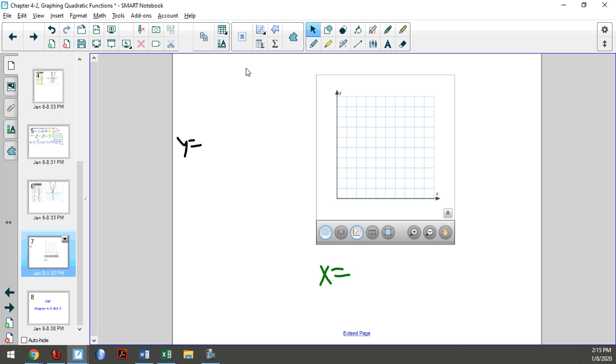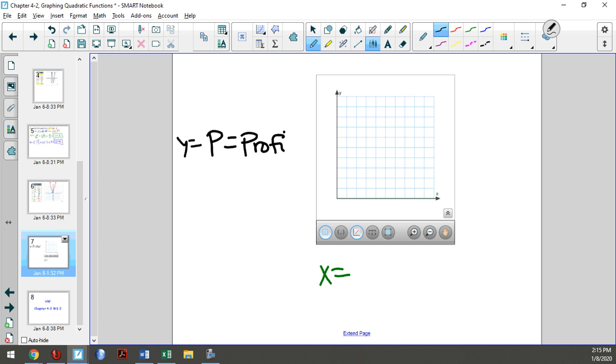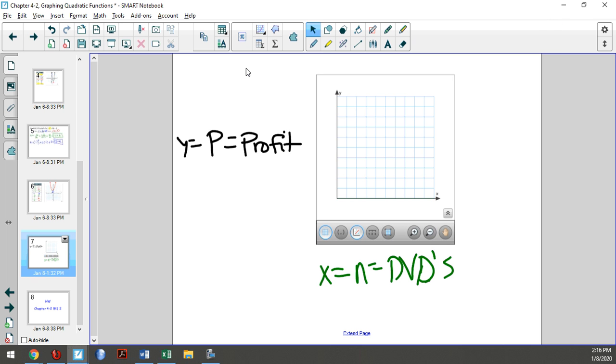So if we look at the equation, what does the P mimic in all of our normal equations? P mimics Y, which means that's going to be your profit. Do we understand that? Which means that leaves N to mimic what? X, which is going to be your DVDs. This will help you tremendously to determine how to graph. Do we all understand that? Now, notice you have no scale on yours. You have to determine the scale.